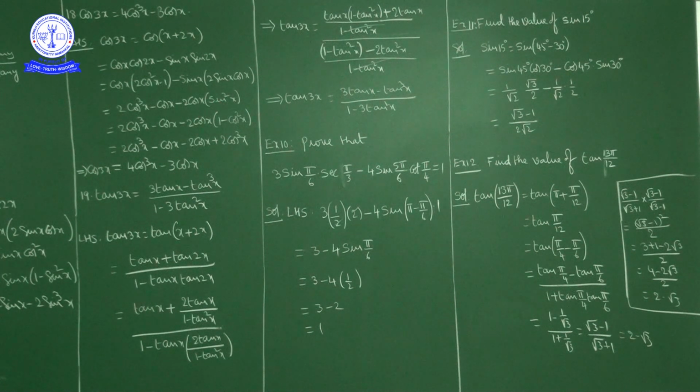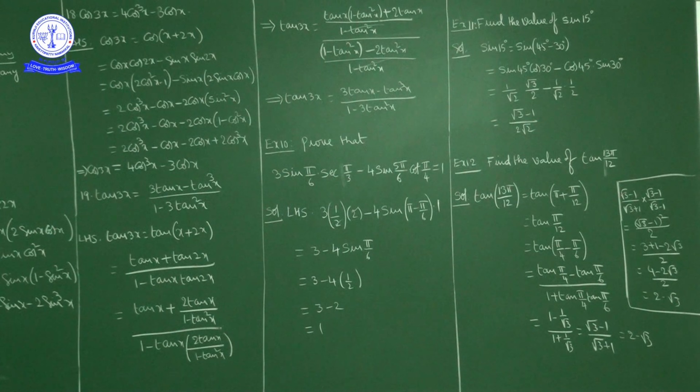Now further, sin square x we can write as 1 minus cos square x. If you multiply cos x inside, we have 2 cos cube x minus cos x, minus 2 cos x into 1 minus cos square x. Multiply 2 cos x here: minus 2 cos x, and minus of minus gives plus 2 cos cube x. Now 2 cos cube x plus 2 cos cube x is 4 cos cube x, and minus cos x minus 2 cos x is minus 3 cos x. So cos 3x is equal to 4 cos cube x minus 3 cos x.